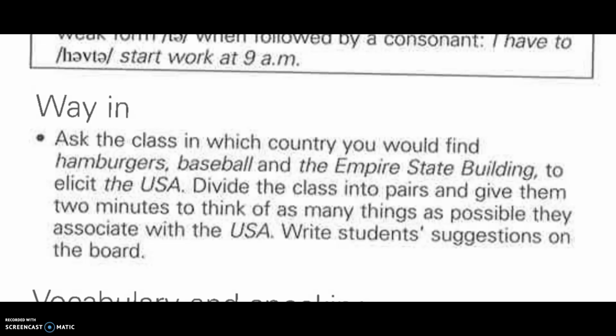I think this seems like a nice idea. So ask the class which country you'd find hamburgers, baseball, the Empire State Building in, or you could put a few pictures on a slide and say, where is this? What can you see? Let them talk together, and then you can say, okay, you've got 1 or 2 minutes to write down as many things as possible that you connect with the USA. And you could write their suggestions on the whiteboard, or you could share a document, or you could simply do this orally. You could ask them if they've been to America, just to activate the idea of the states and the different vocabulary that they might use there.